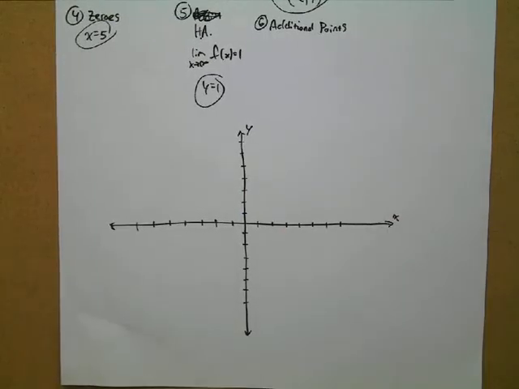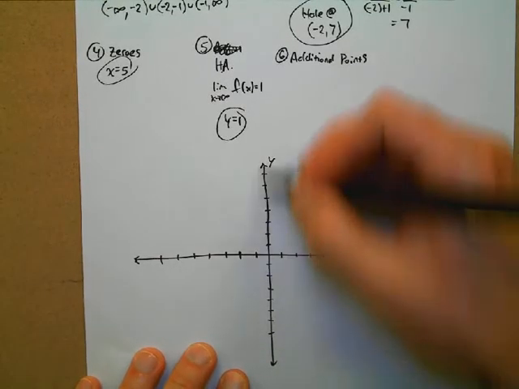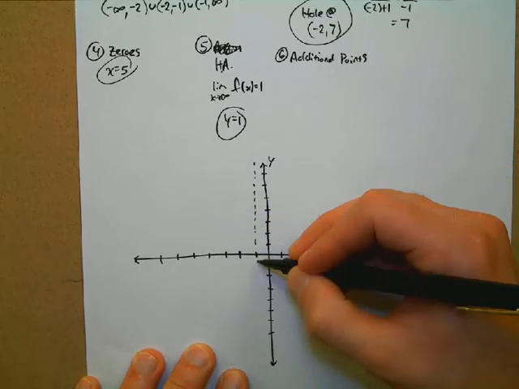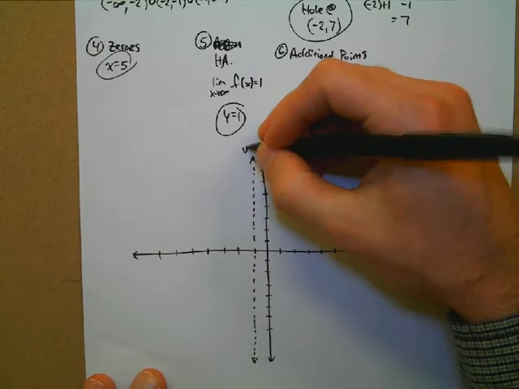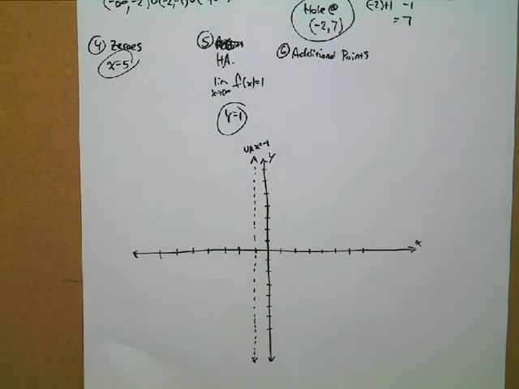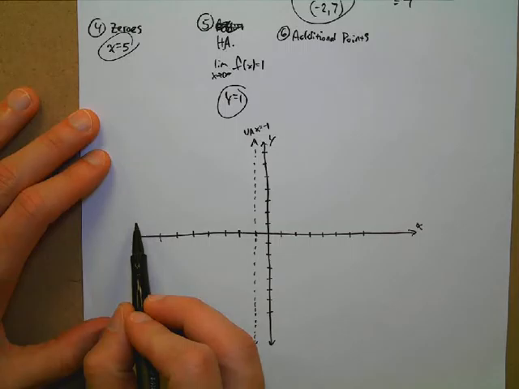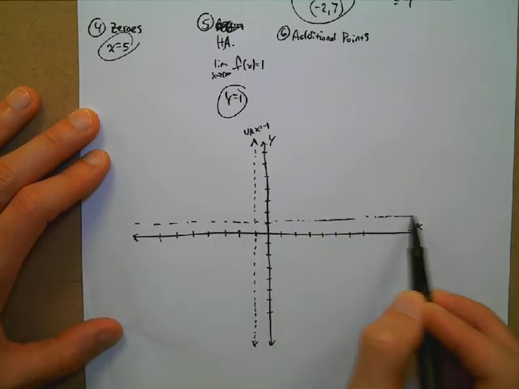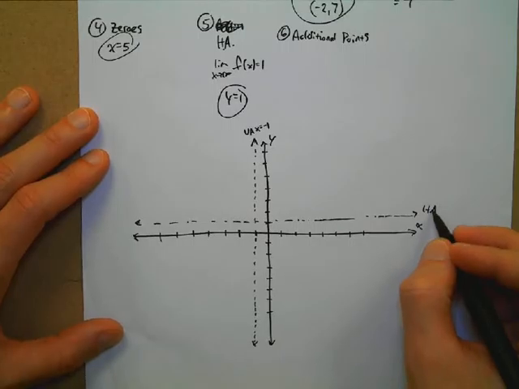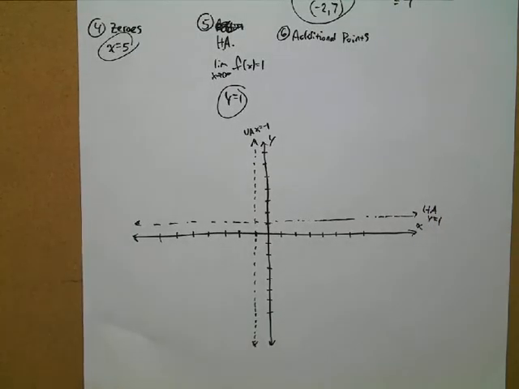Alright, so let's graph these things. So we have a vertical asymptote at negative 1, so there's x equals negative 1. Okay, VA, x equals negative 1. Okay, we have a horizontal asymptote at 1, horizontal asymptote y equals 1. And then we have some points. We have a zero, a single zero, right, at 5. So 1, 2, 3, 4, 5. So that takes care of that side. And you also have a hole at negative 2, 7.